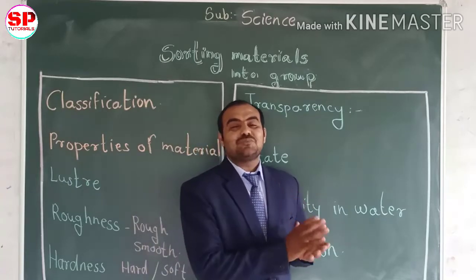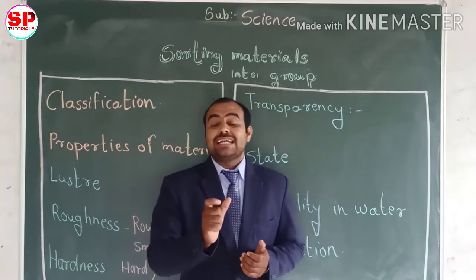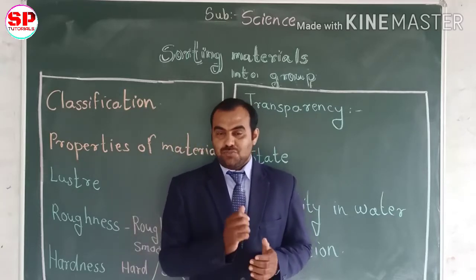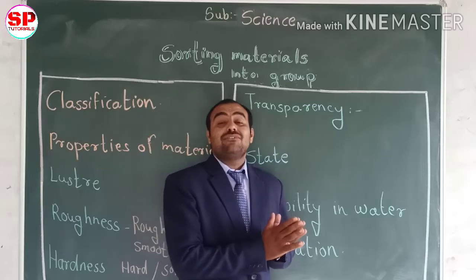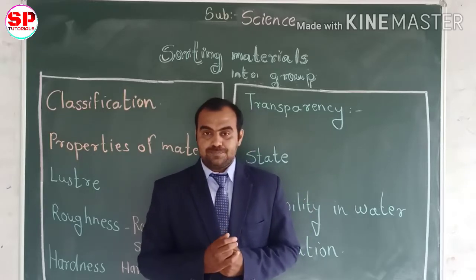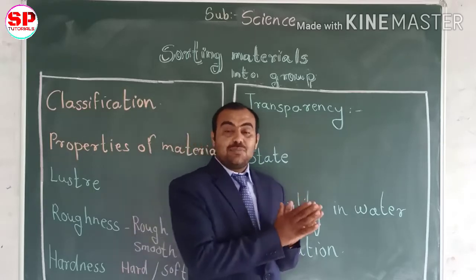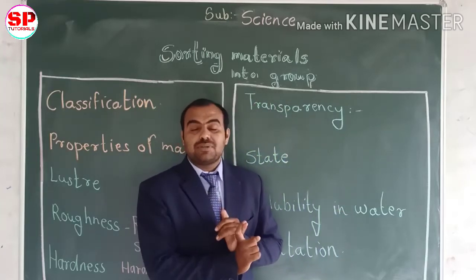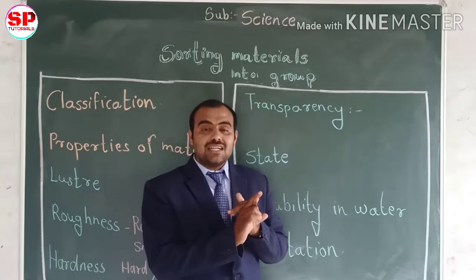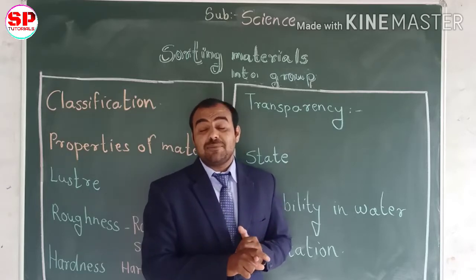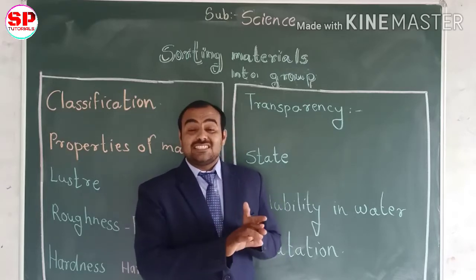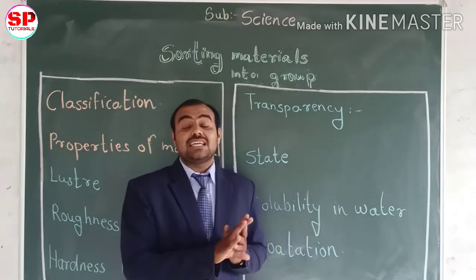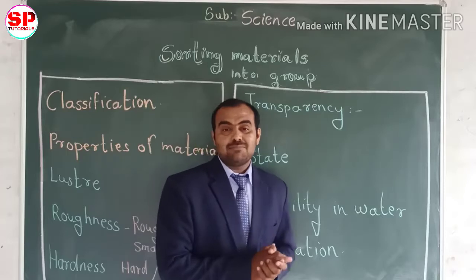The particles of solids are tightly arranged with each other, so because of that, they never change their shape. Like that, these are its properties. They are never compressed, they have fixed shape and volume, and their particles are tightly arranged with each other. What are its examples?